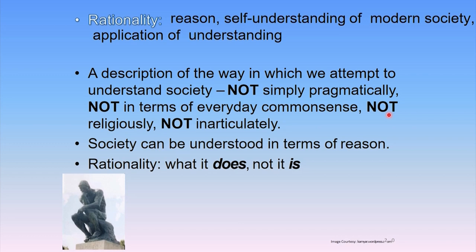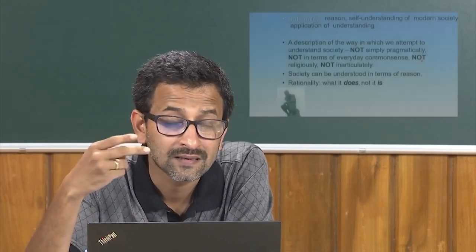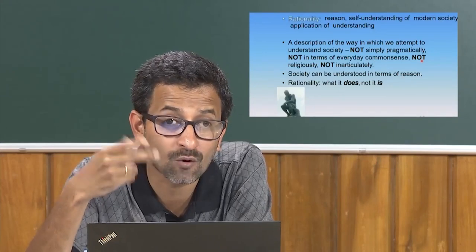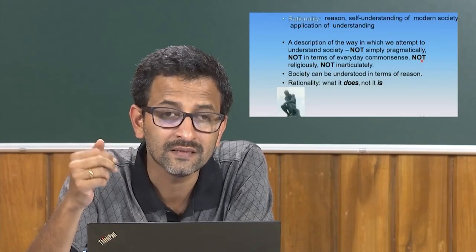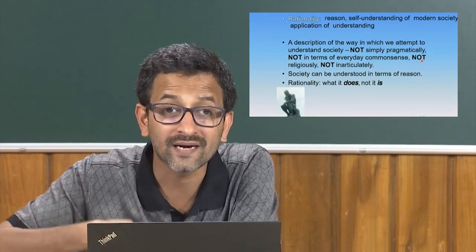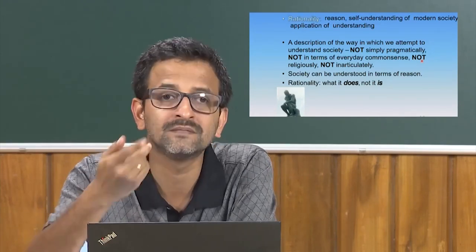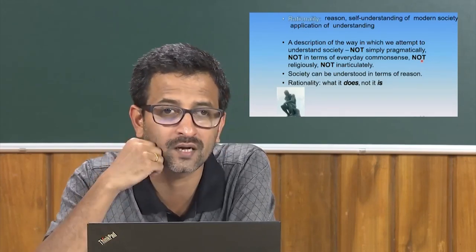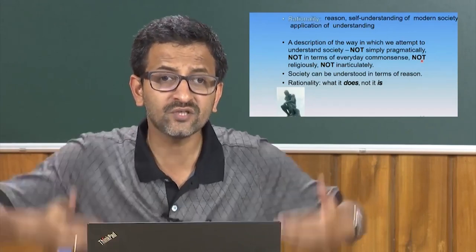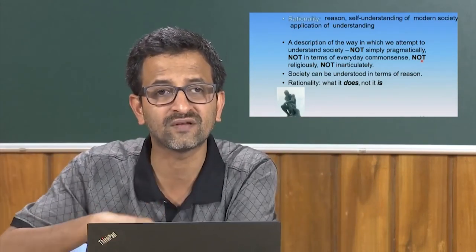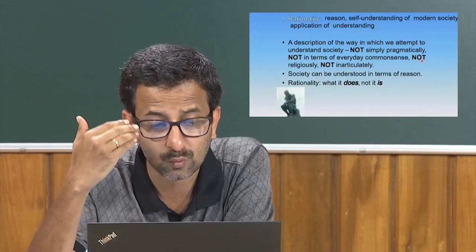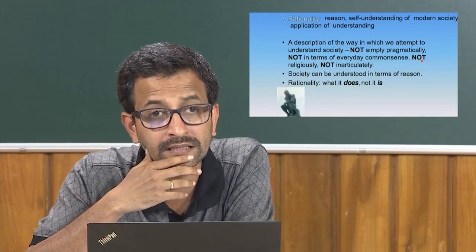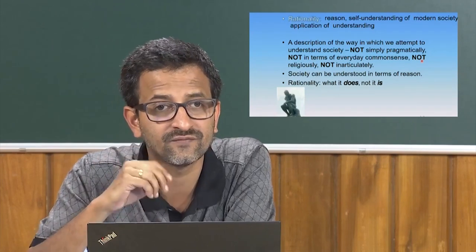Then its thinking capacity is more important than its existence. That's why Descartes, René Descartes, the founder of rationalist philosophy of science, said: I think therefore I am, I doubt therefore I am, cogito ergo sum. I think, I doubt, I interrogate, I question, therefore I am. My entire existence is contingent upon the ways I think. This is what rationality is in terms of Cartesian philosophy of science.